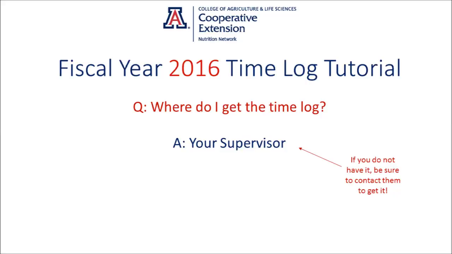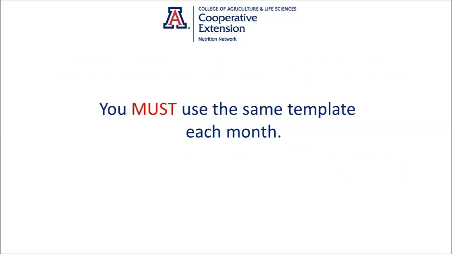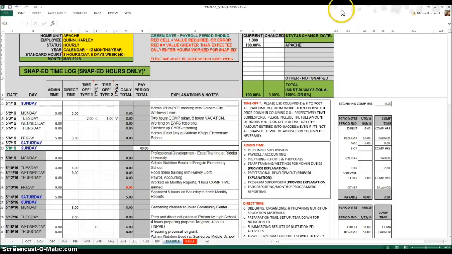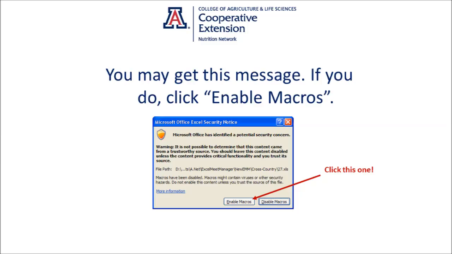Before filling anything out, it should be noted that you must use the same template each month instead of using a new one every month like you may have done in the past. The Timelog is an Excel spreadsheet which will require Excel 10 or higher for optimum use. However, it will still work with older versions. Upon opening the spreadsheet, you may get a message asking you if you want to enable macros.